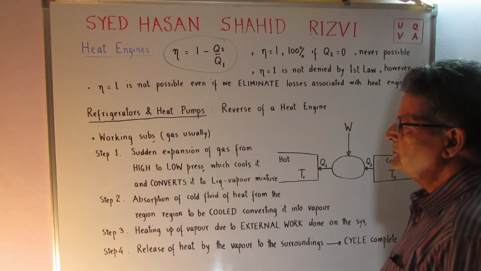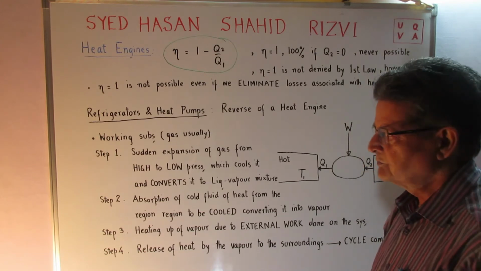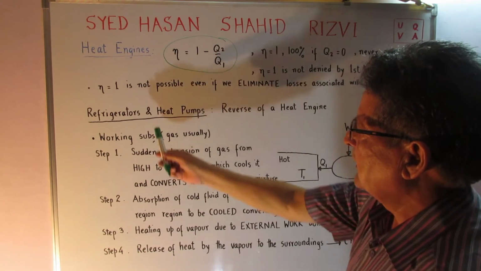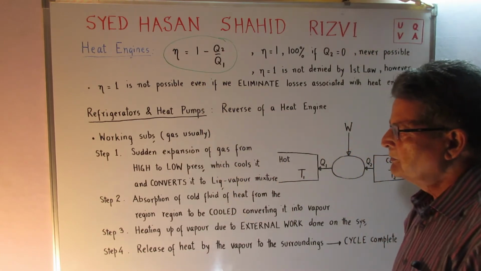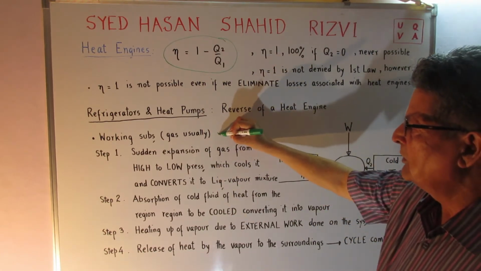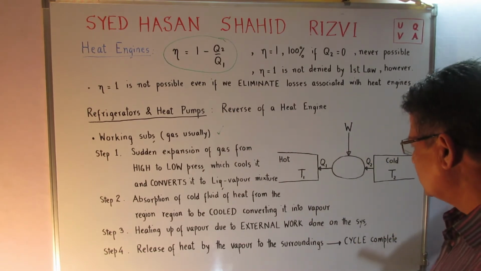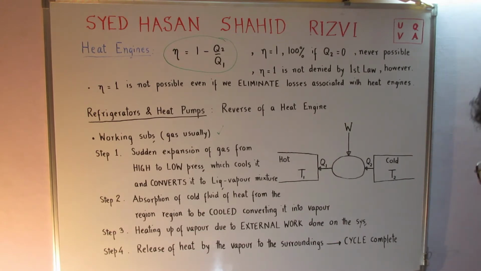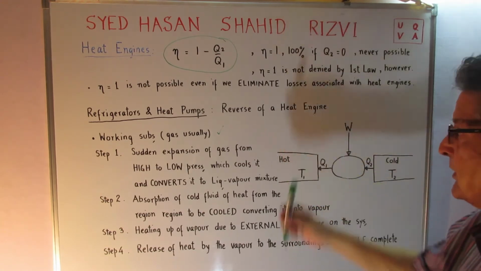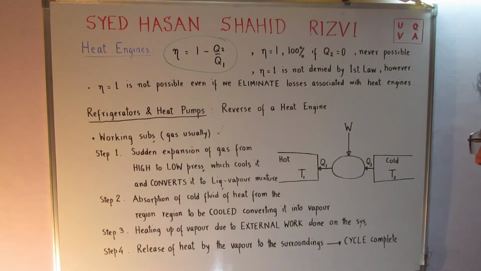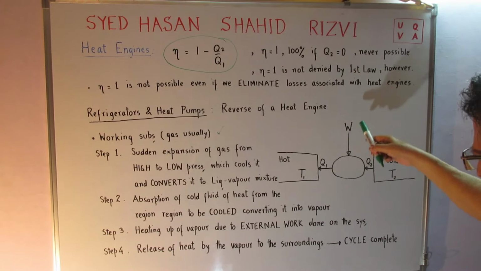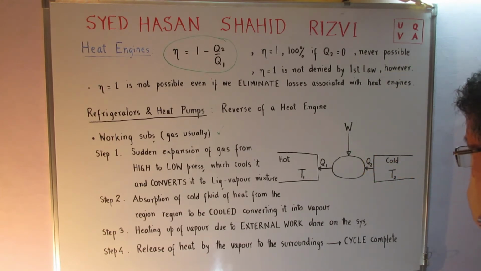Now let us take up the reverse of the heat engine. That's called refrigerators or heat pumps. The working substance is usually a gas. As I've shown here, the system takes Q2 from the cold reservoir and gives Q1 to the hot reservoir. Reverse of what happened in the case of heat engines. And of course now work has to be done by the environment so that there is a transfer.